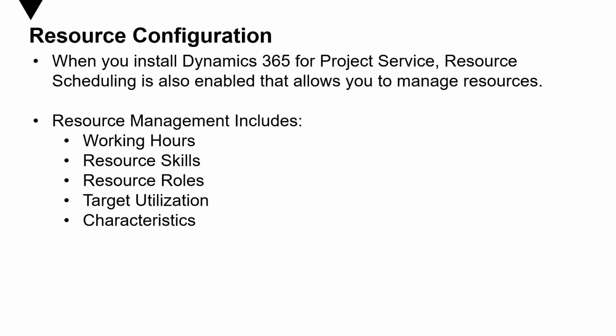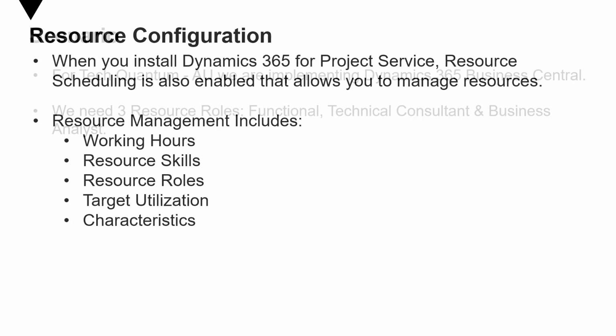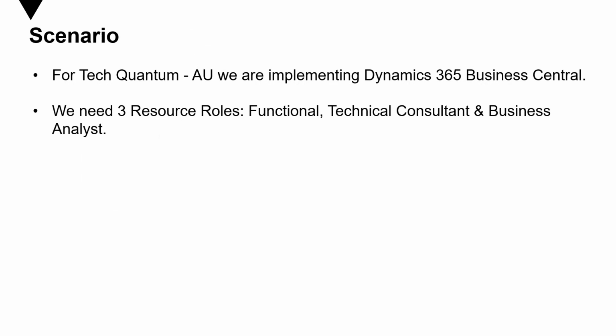And then there are certain characteristics. A particular resource has certain certifications and other achievements that you can also define in the characteristics as well. So let's take a scenario. For example, for Tech Quantum Australia, we are implementing Dynamics 365 Business Central. And in this project, we need 3 resource roles. One functional, one technical consultant, and one business analyst.